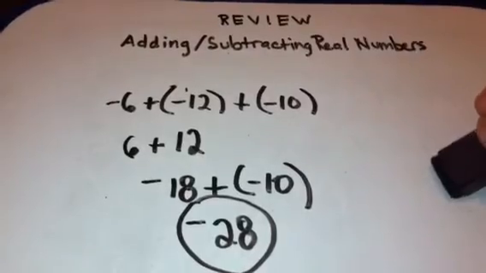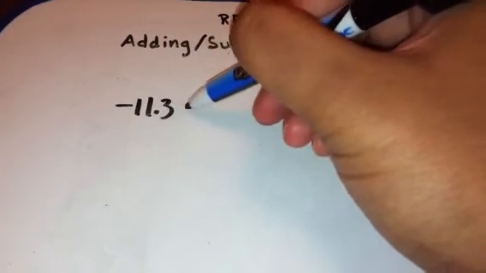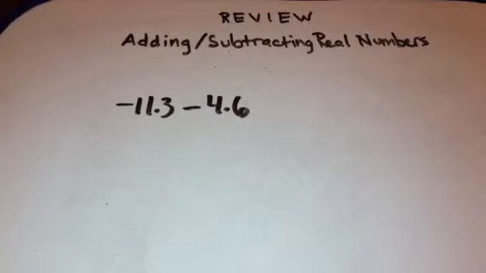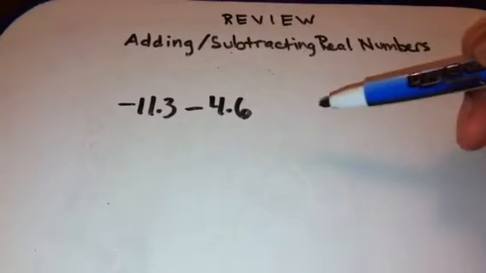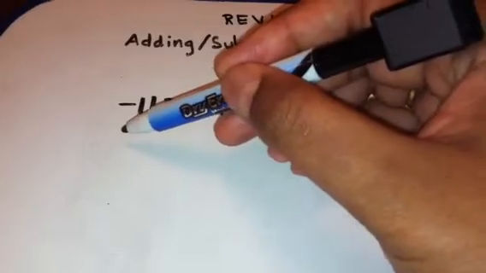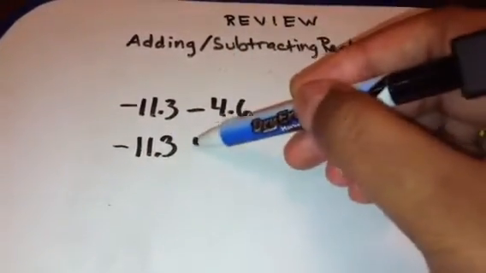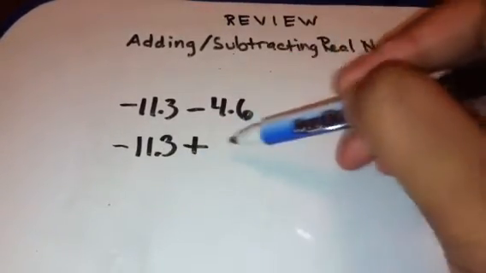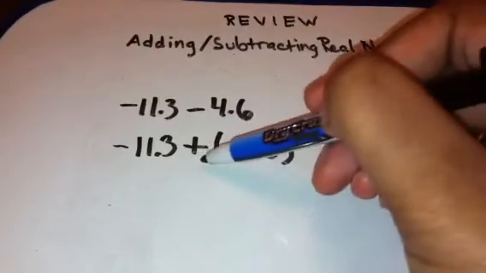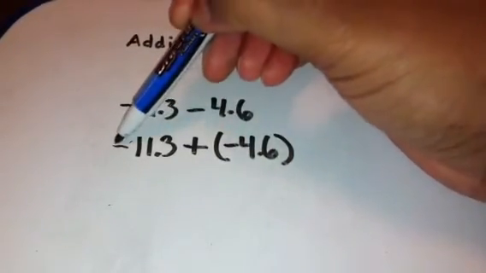All right, let's do another one. Okay, you can pause the video and work that one. All right, you see the sign in the middle, so it's subtraction. So we're going to follow the rule of subtraction and rewrite the problem as an addition problem. -11.3 plus the opposite of 4.6. Now that we've done that, we're adding two numbers that both have like signs. They both have negative signs.